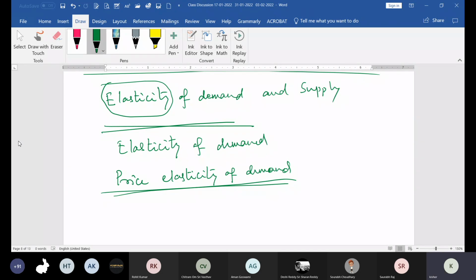When we talk about price elasticity of demand, basically we are measuring how sensitive demand for my product is with respect to change in price of the commodity. With respect to price, how sensitive demand for my product is, that we are measuring. That is called your price elasticity of demand.